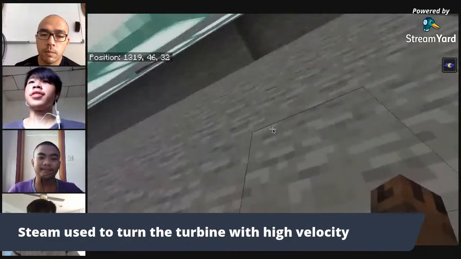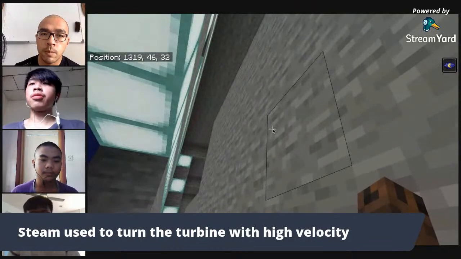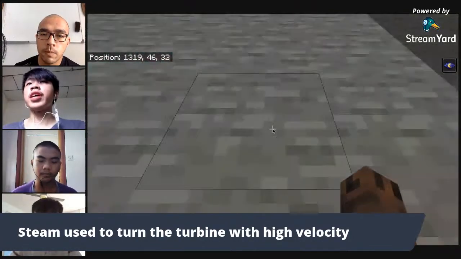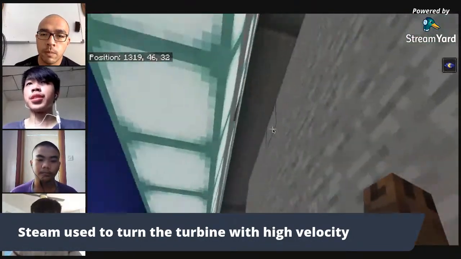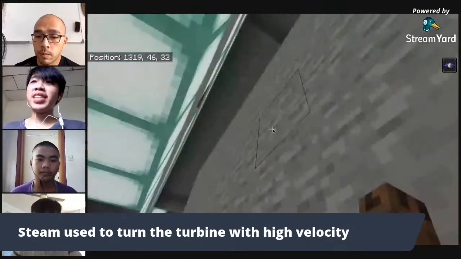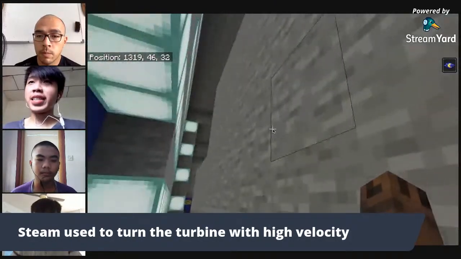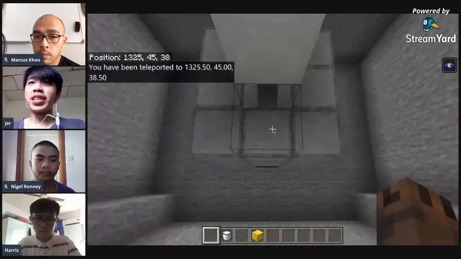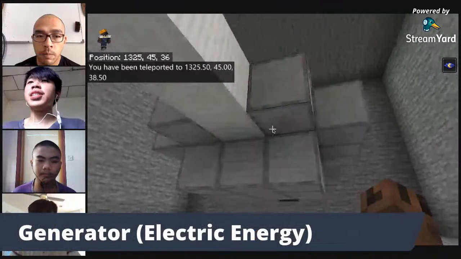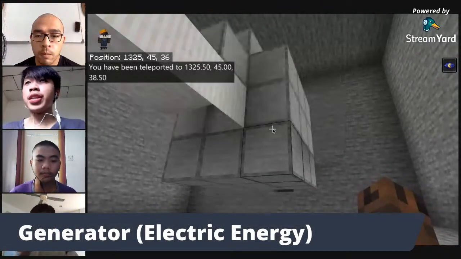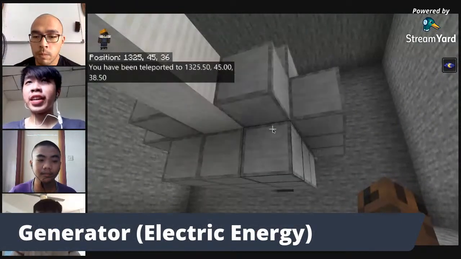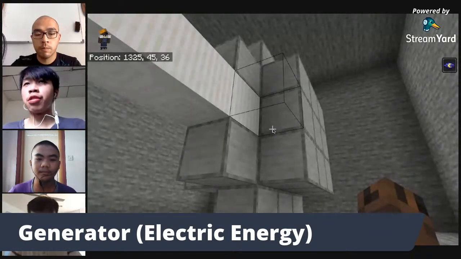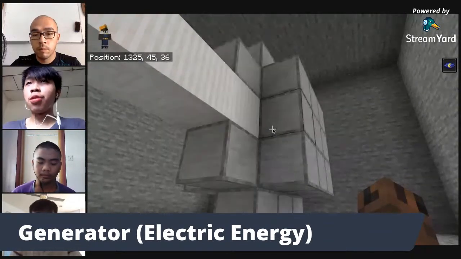Okay, thank you, Nigel, for the good explanation. Right now I'm going to continue explaining how the electrical energy is produced. This is where we get our prize. Can you guess why? We have here a generator, which essentially works by the spinning of the turbine previously providing the kinetic energy for the magnet to rotate around the coil.